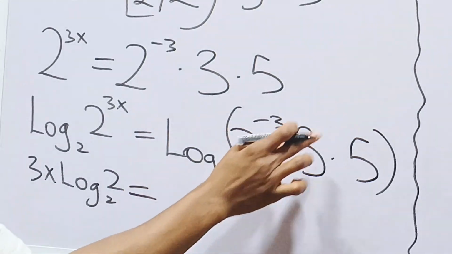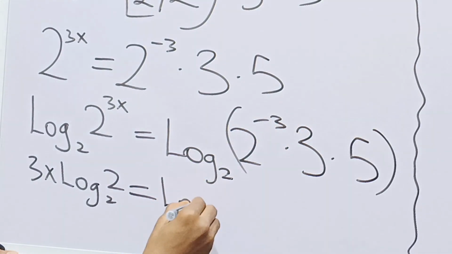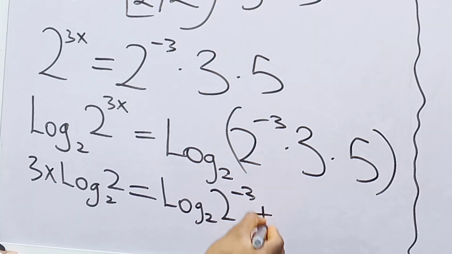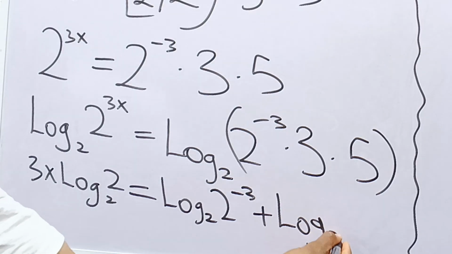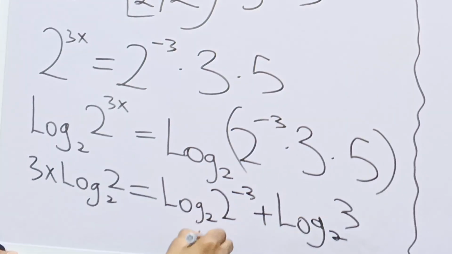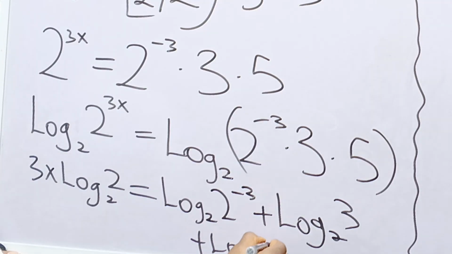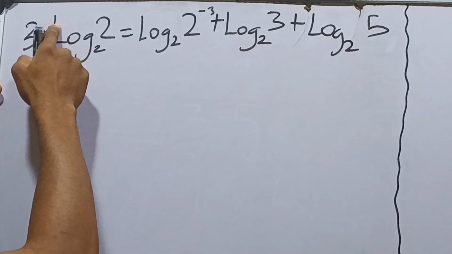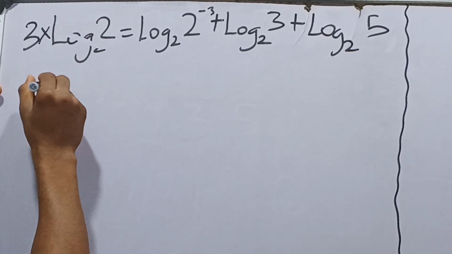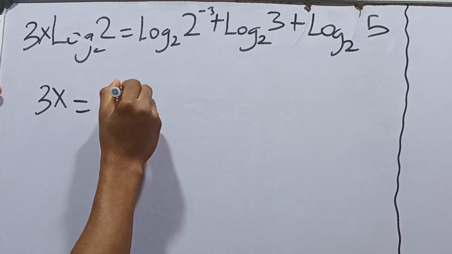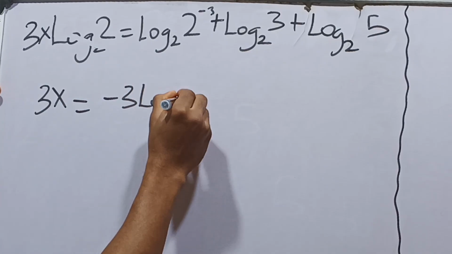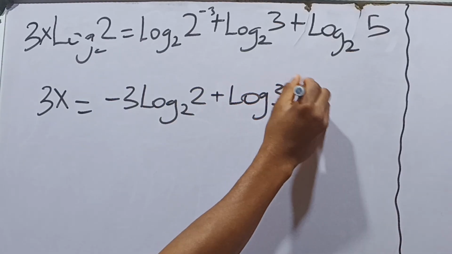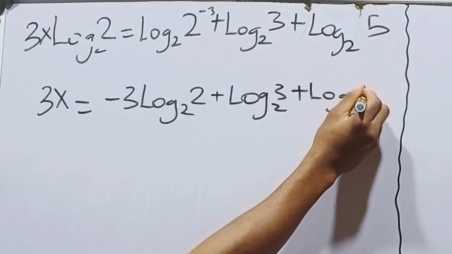to be equal to, on this other side, when you have this, you split up and put plus. So you see that this becomes logarithm to base 2 of 2 to the power of negative 3. Now this is plus logarithm to base 2 of 3 plus now logarithm to base 2 of 5. Okay. Now moving on from here, you can say that logarithm of a number to its own base is 1. So this is logarithm of 2 to base 2, so it's 1. 1 times 3x is 3x to be equal to negative 3 multiplied by logarithm of 2 to base 2 plus logarithm of 3 to base 2 plus logarithm of 5 to base 2.